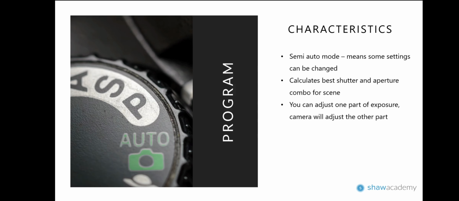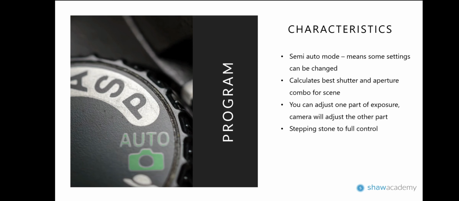So, for example, if I'm photographing in program mode and I decide that I want a shallower depth of field, I can still adjust my aperture in program mode, but it will control the rest of the exposure. It'll control the ISO and the shutter speed settings to make sure that I still get the correct exposure. So I can adjust things like my shutter speed and my aperture, but the camera will always control one or the other of the settings. But it is a stepping stone to full control.